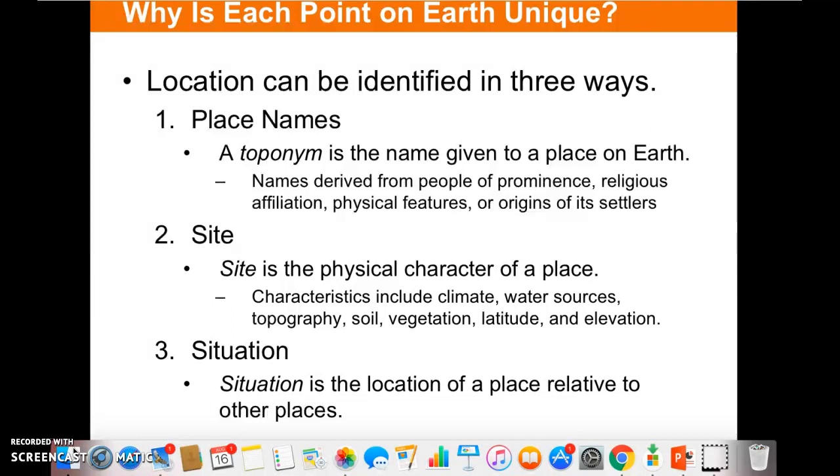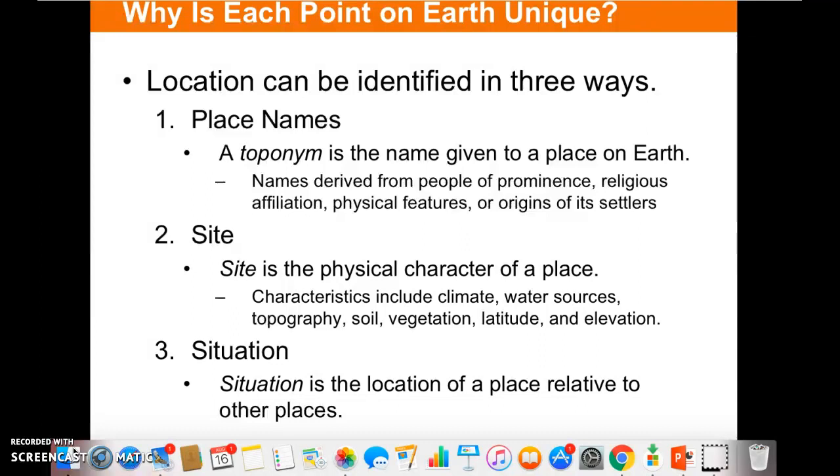Relative location is when you describe where something is. If you were giving directions to your house to your friend, you might say, "Oh, I live by the mall." That would be a relative location. Where is Boynton Beach? It's in South Florida. It's north of Miami.